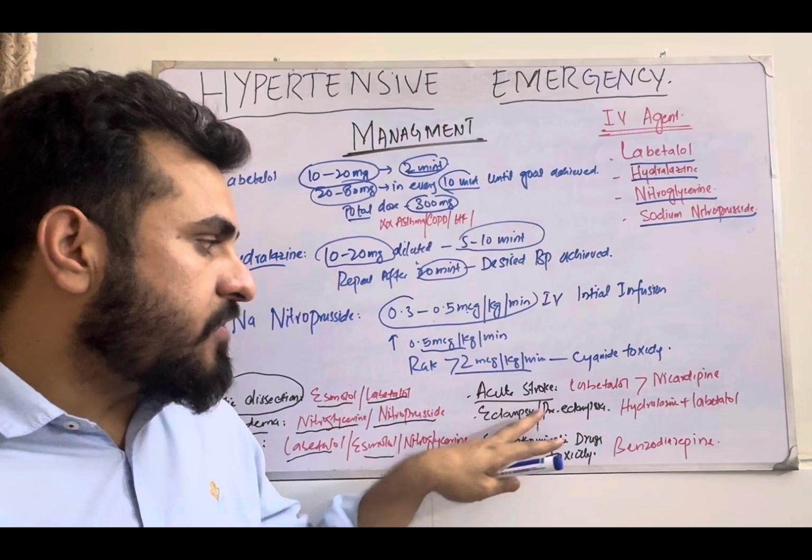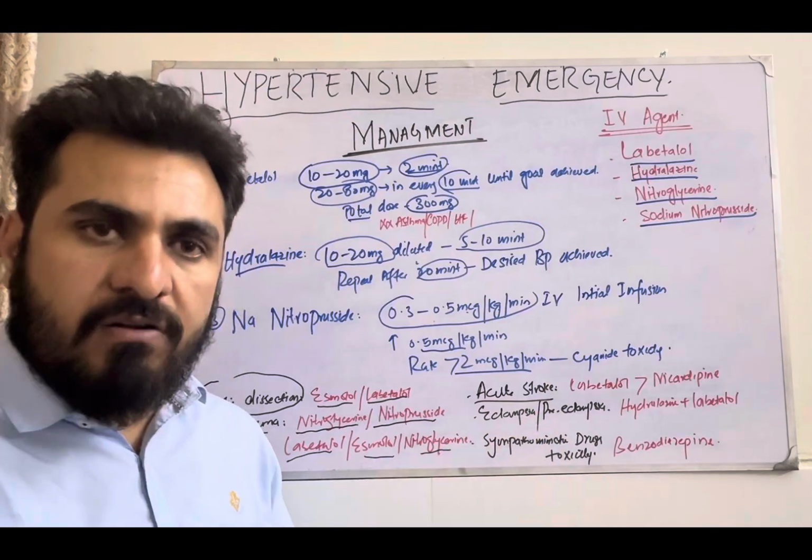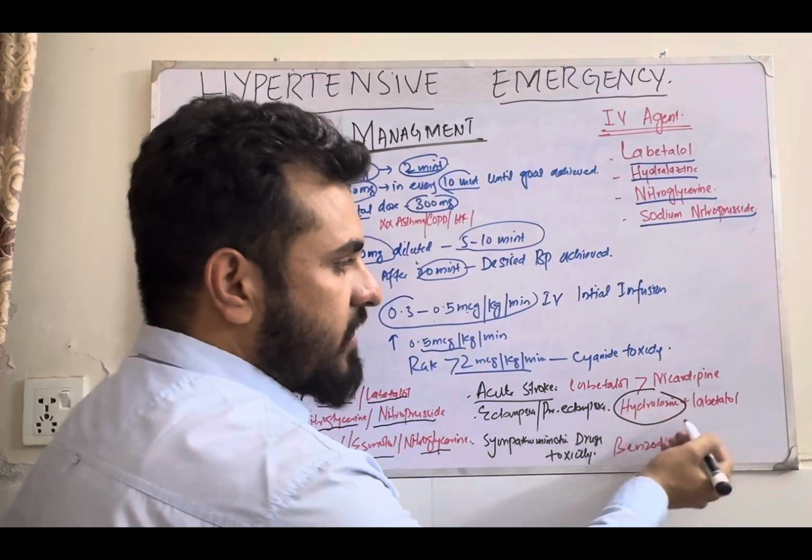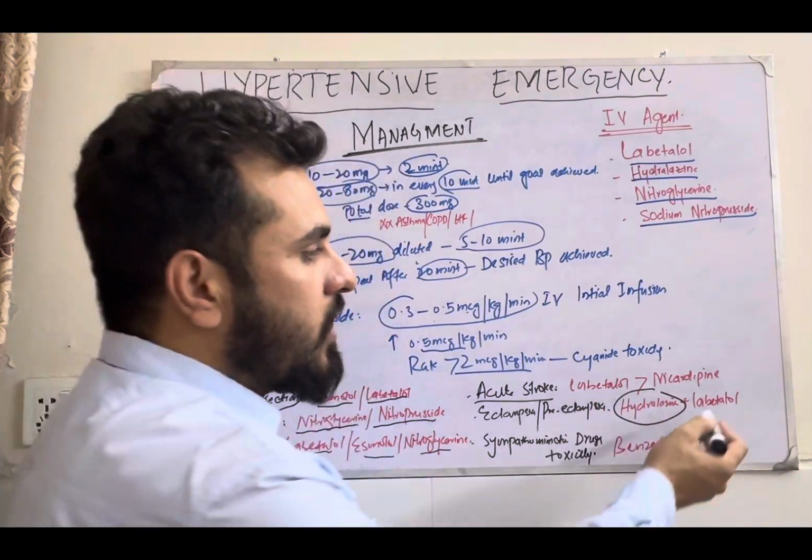If the patient has eclampsia or pre-eclampsia, we give either hydralazine or labetalol. Hydralazine is a very good drug in this case, but in our setup, we use labetalol.